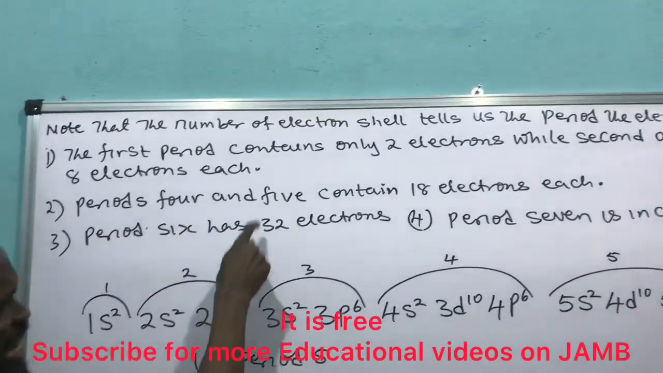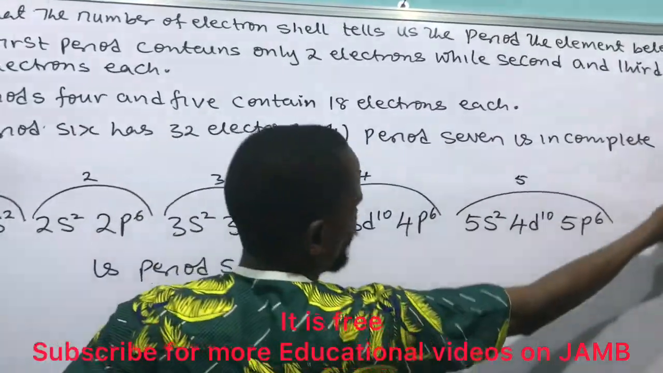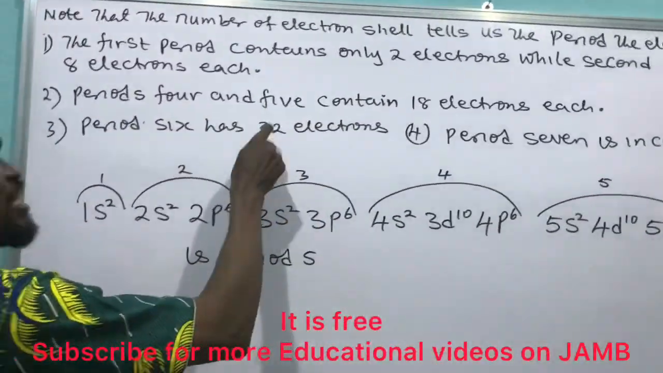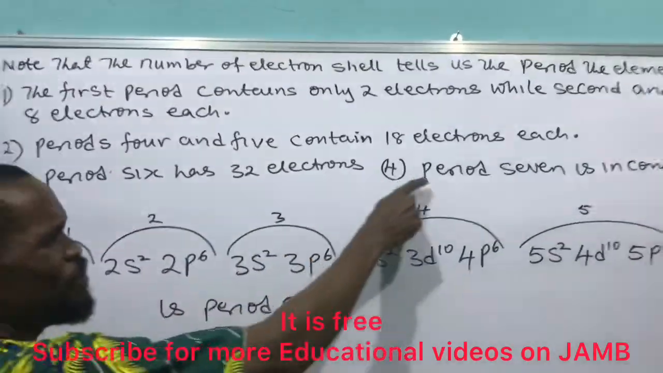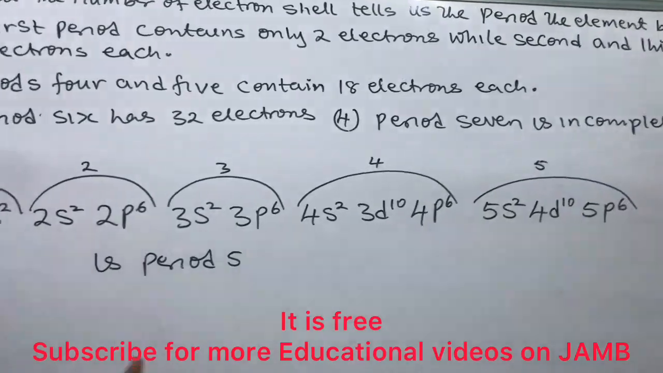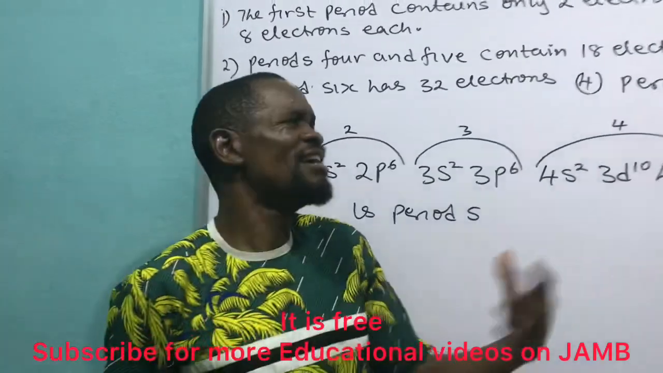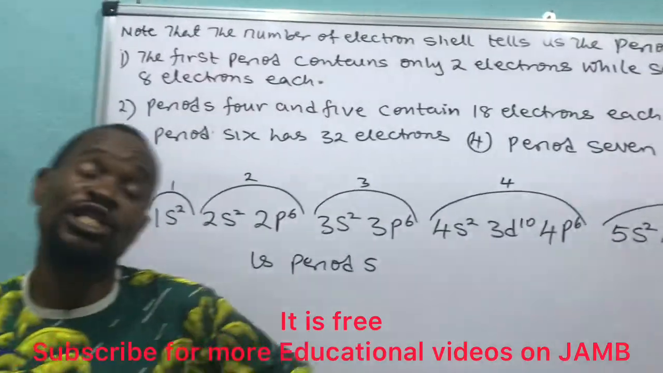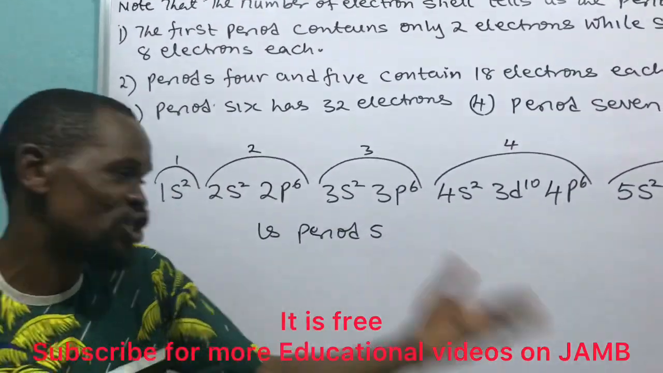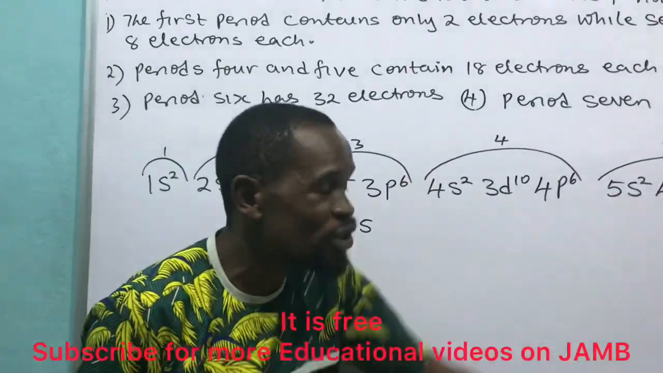Then number 3: period 6 has 32 electrons. Assuming period 6, what we are going to have there is 32 electrons. Why is period 7 incomplete? Because there are other elements that we have not discovered. We leave period 7 for such elements that have not been discovered. So that's why we say period 7 is incomplete.